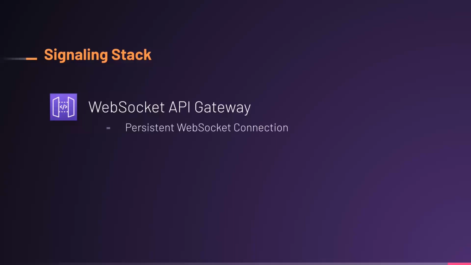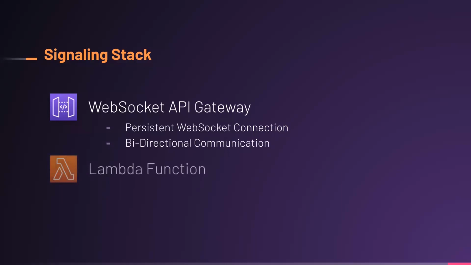For the signaling stack, we chose to use the AWS WebSocket API gateway, along with AWS Lambda functions and DynamoDB, a NoSQL database to store session data. The WebSocket API allows for a persistent WebSocket connection and near real-time bidirectional communication between the client and the gateway. Upon receiving a request, the WebSocket API gateway will forward the request to the provided integrations, which in our case are AWS Lambdas tied to that DynamoDB.